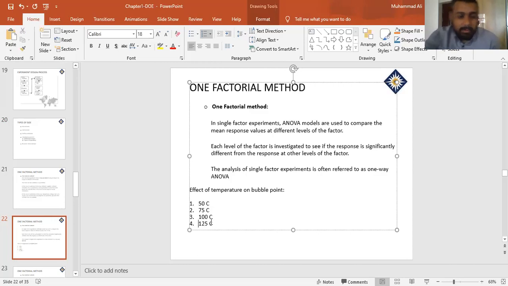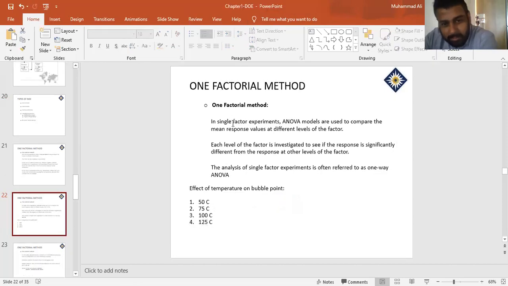So what you want to do here is check the bubble point pressure, at which the first bubble comes out of the reservoir fluid or comes out of the liquid, but at different temperatures. 50 degrees, 75 degrees, 100 degrees, or 125. So this is called the variance. We are doing the variation in the temperature to look at its effect on the bubble point pressure. So we are just playing with the one factor.